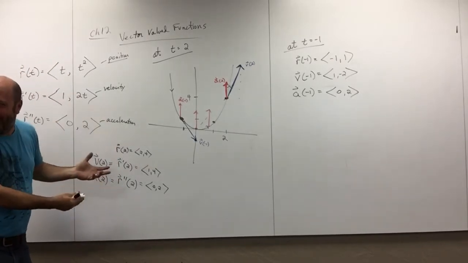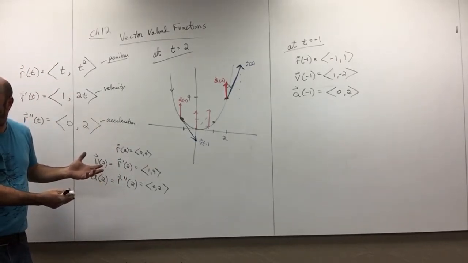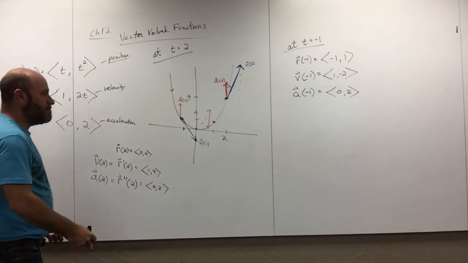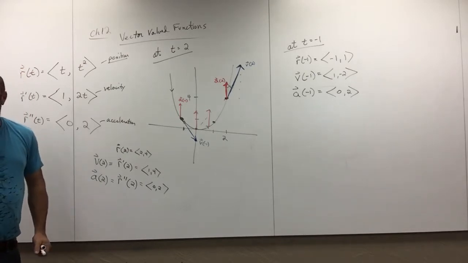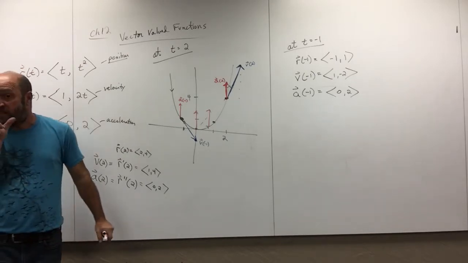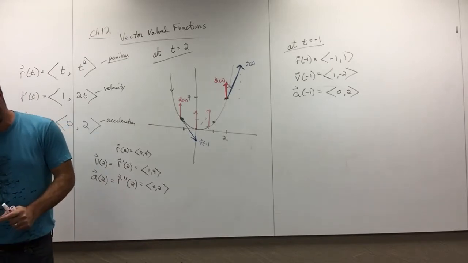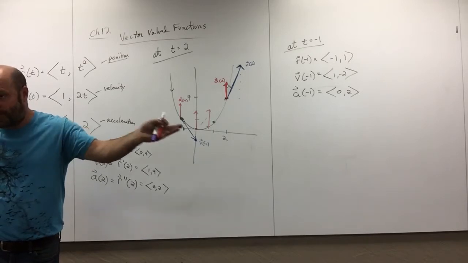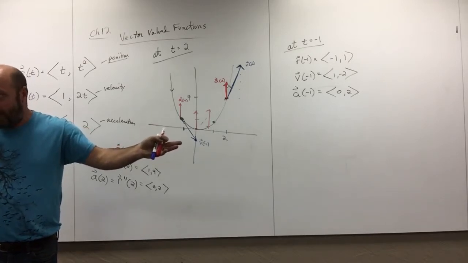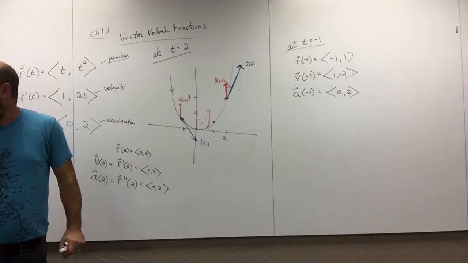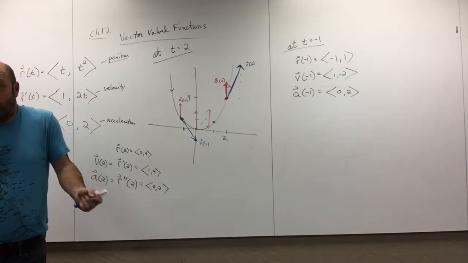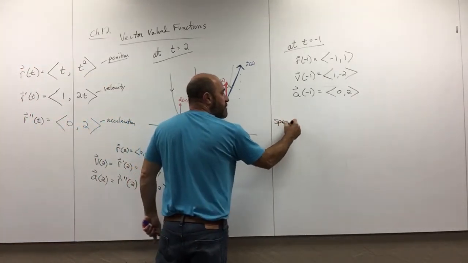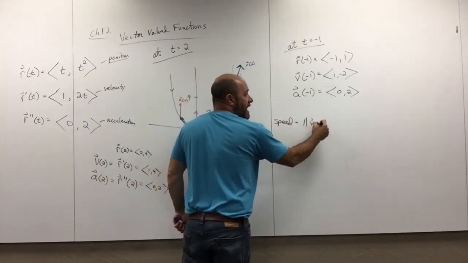If I say the word speed, what would speed be? What's speed? The magnitude of velocity. See, this velocity is a vector, and a vector has length and direction, magnitude and direction. We studied that with vectors. But speed is when you're concerned with just the magnitude of the velocity. So speed is the term we use when we mean the magnitude of the velocity vector.